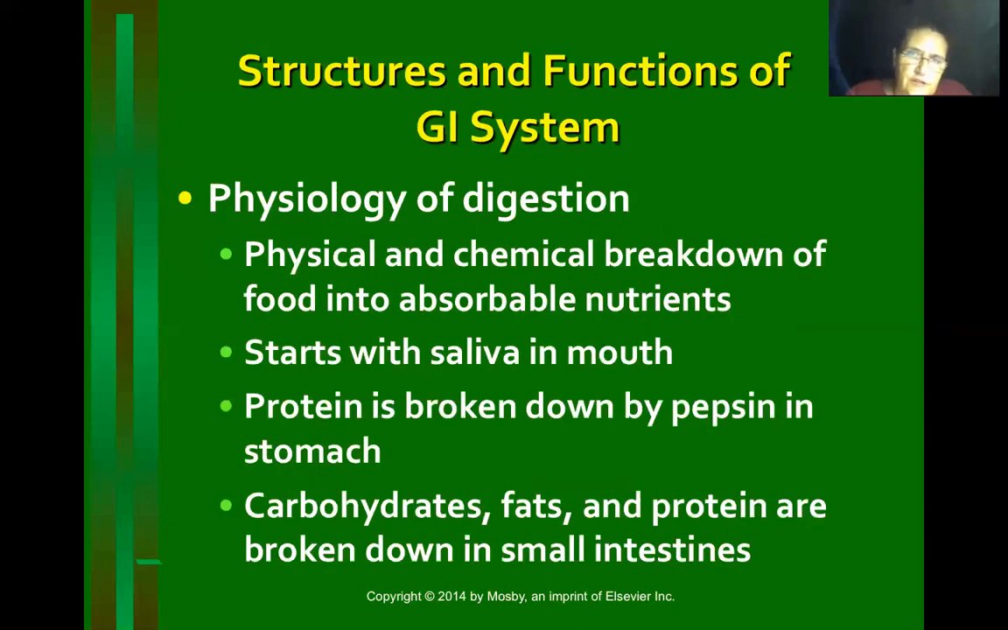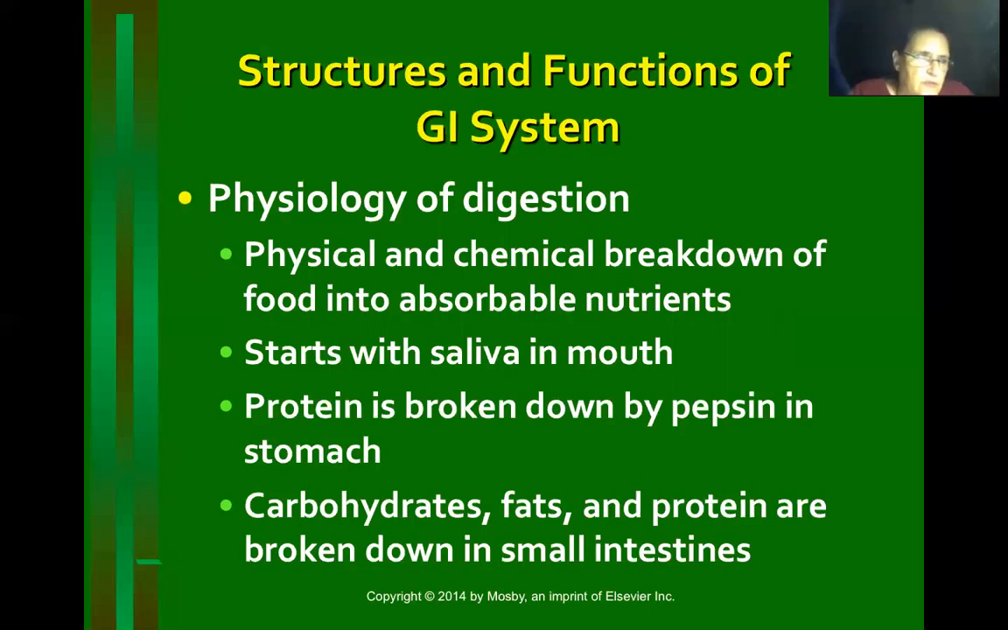So the physiology of digestion is that saliva helps to lubricate the food. It also helps facilitate swallowing. It also contains amylase, which breaks down starches into maltose. Pepsinogen is converted into pepsin by the acids of the stomach, and pepsin begins to break down protein.